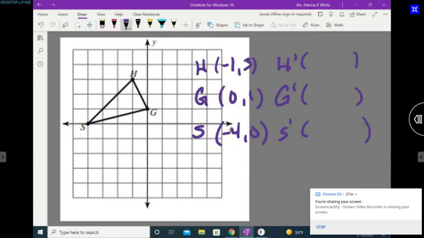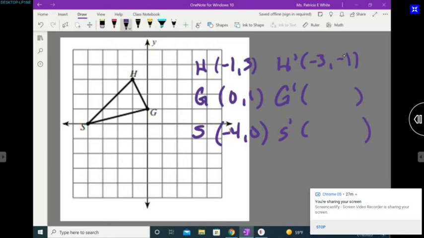What's my rule for 90? Opposite of Y goes first, X goes second, right? So H is negative 1, 3. So H prime? Negative 3, negative 1.